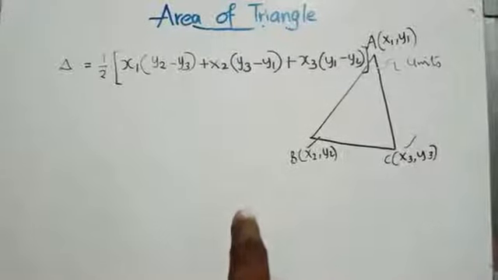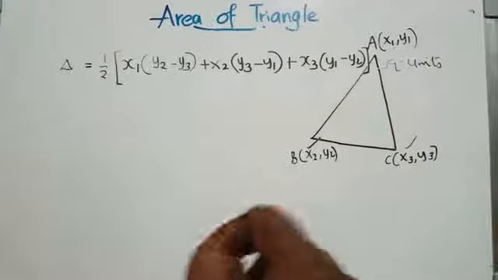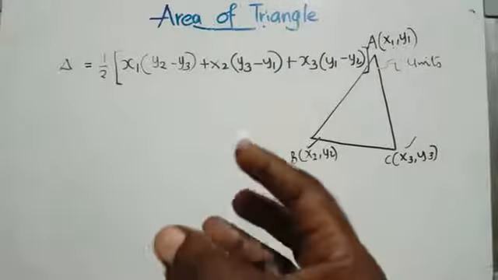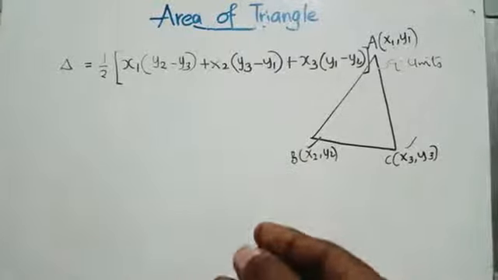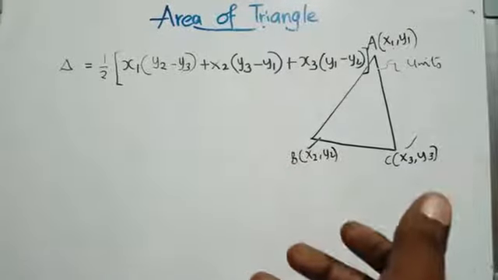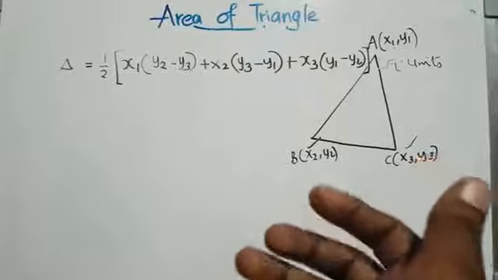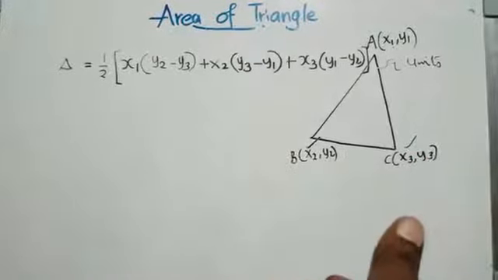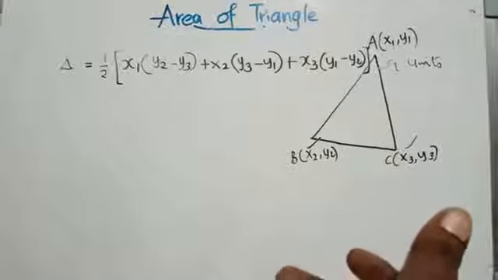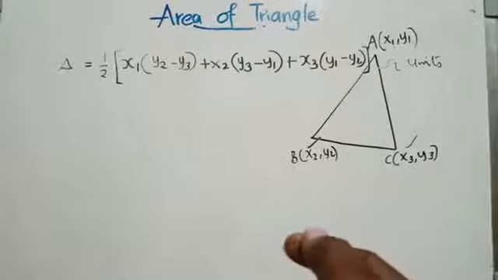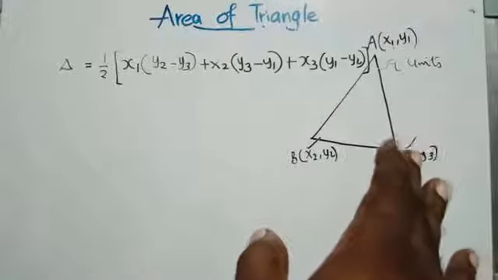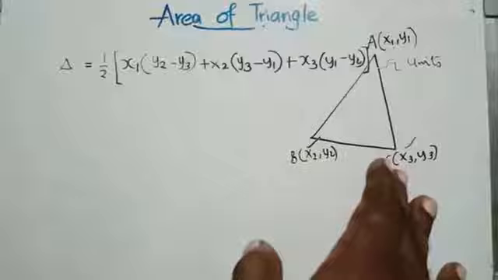In a few cases you will get the area as negative, but can the area be negative? No, because area is a quantity, it can never be negative. Though we get a negative answer, we can convert it into positive by taking only its numerical value. For example, if your area is minus 5 square units, just consider it as 5 square units. Okay, let's do one example.